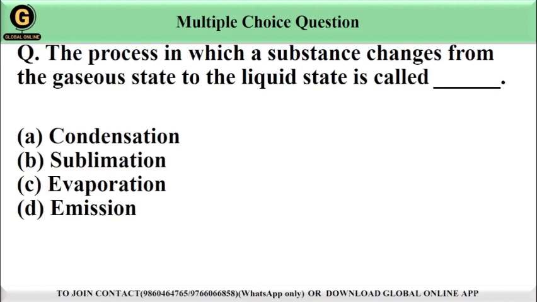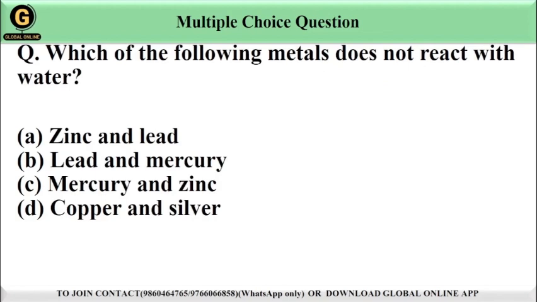The process in which a substance changes from the gaseous state to the liquid state is called dash dash. Option A, condensation. Option B, sublimation. Option C, evaporation. And option D, emission. So condensation is the process in which a substance changes from the gaseous state to the liquid state. This happens when the gas cools down and its particles lose energy, causing them to come closer together and form a liquid. Examples include water droplets forming on a cold surface or on the outside of a glass containing a cold drink.